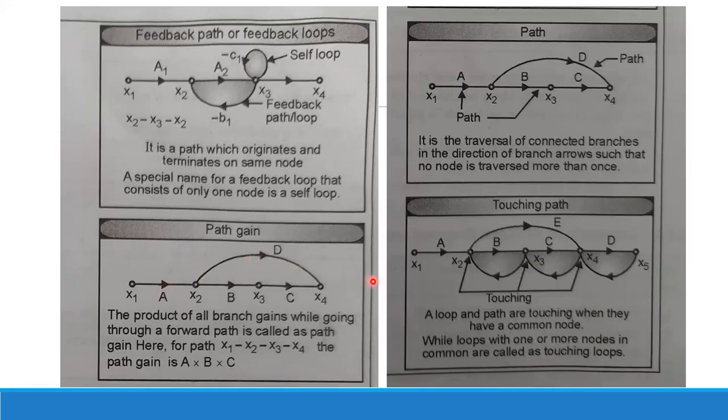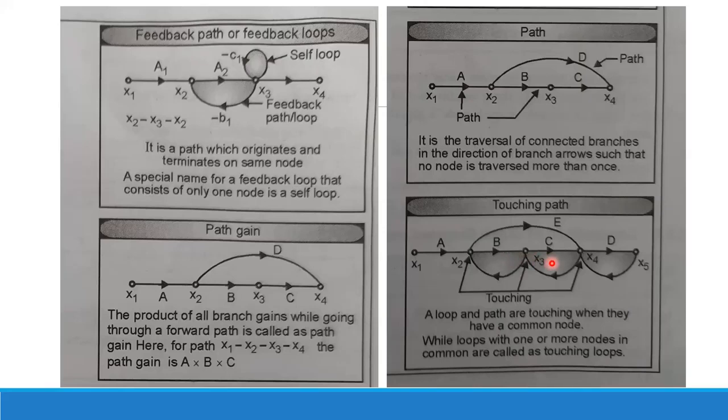Now there is the touching loop. A touching loop is when loops or paths are touching, meaning they have a common node. Now pay attention to these three feedback loops. X5 is connected to X4, X4 is connected to X3, and X3 is connected to X2. Now these loops have common nodes.